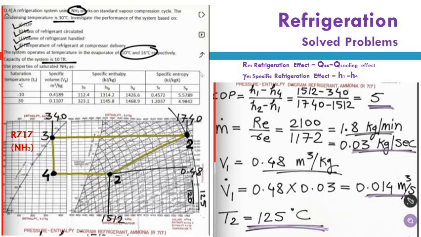Finally, from this chart we can get the corresponding discharge temperature, which is the maximum temperature observed in this cycle at the discharge of the compressor, equal to 125 degrees Celsius, as can be seen on this p-h diagram attached to the solution.